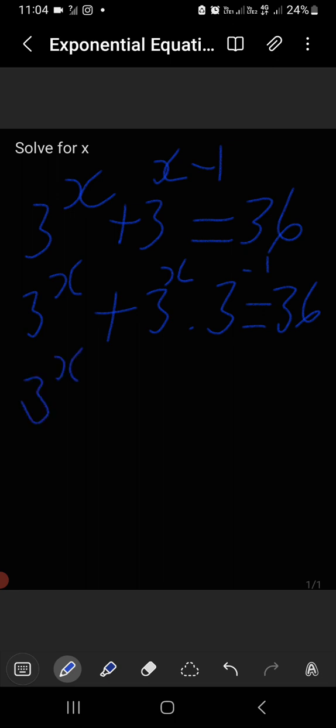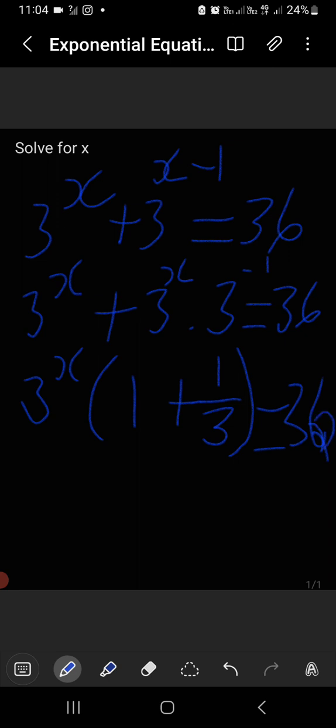When you factor out here, we'll be left with 1. Why do we put 1? Because 3 to the power of x multiplied by 1 is 3 to the power of x. Plus, we can also put 3 to the power of negative 1, which is the same as 1 over 3. So let me just write it well: 3 to the power of x times the bracket of 1 plus 1 over 3, which equals 36.